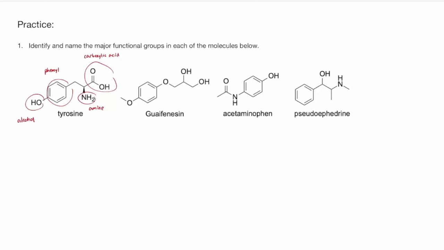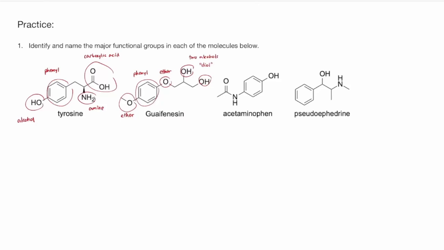Guaifenesin is an expectorant that helps loosen congestion in your chest and throat, making it easier to cough out through your mouth. Starting from the left, the molecule has 2 ether functional groups and a phenyl ring. Toward the right, the molecule has 2 alcohol groups, which we refer to as a diol, with di meaning 2.